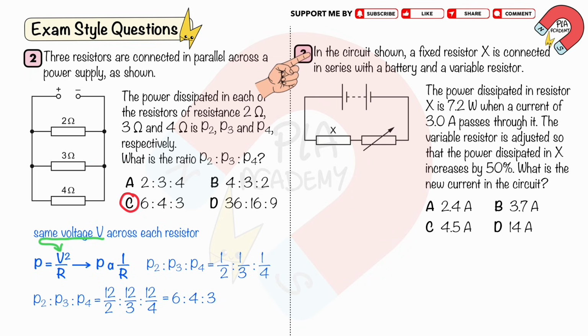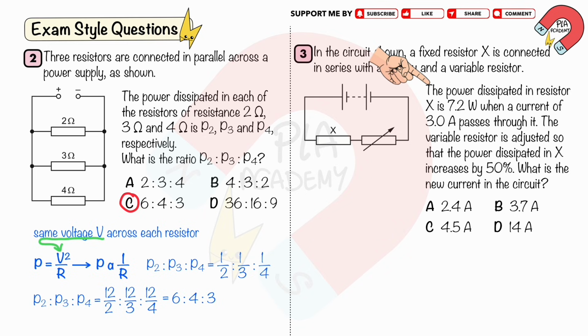Exam-style question 3. In the circuit shown, a fixed resistor X is connected in series with a battery and a variable resistor. The power dissipated in resistor X is 7.2 watts when a current of 3.0 amperes passes through it. The variable resistor is adjusted so that the power dissipated in X increases by 50%. What is the new current in the circuit?